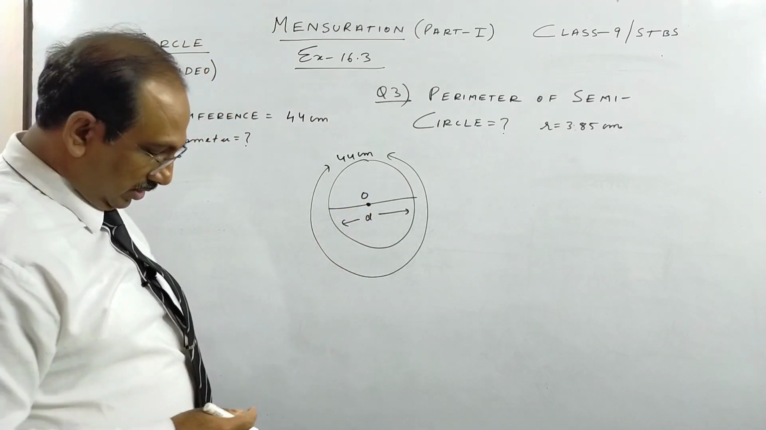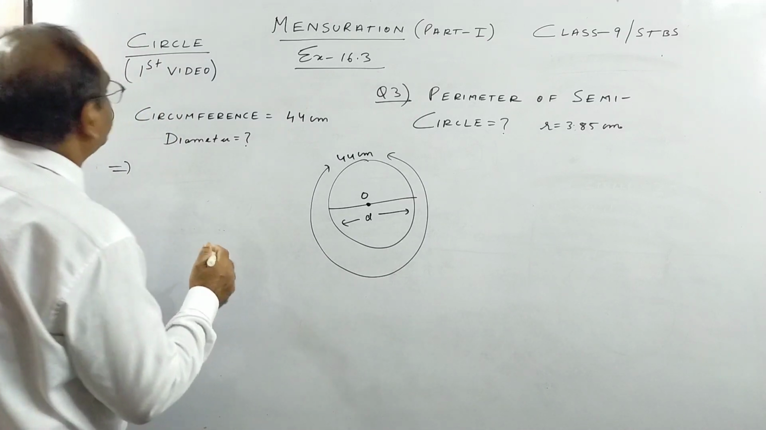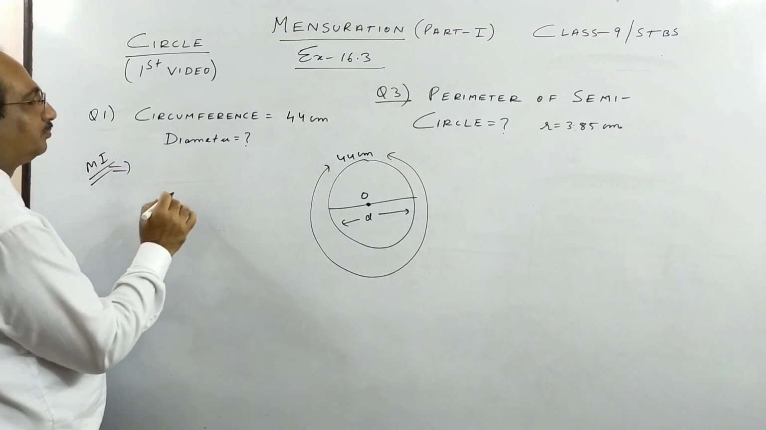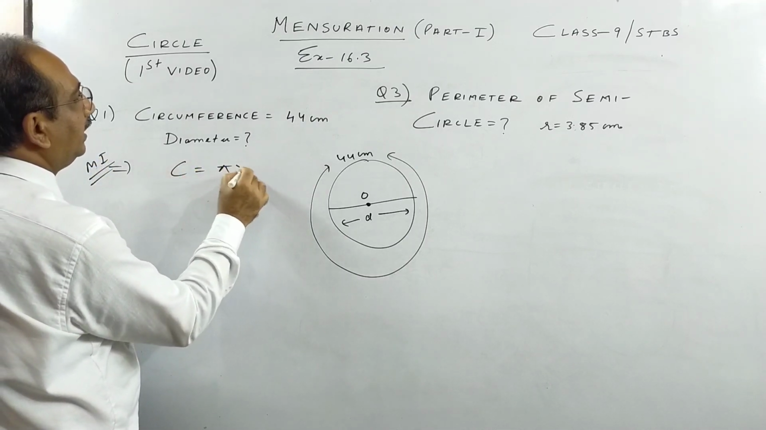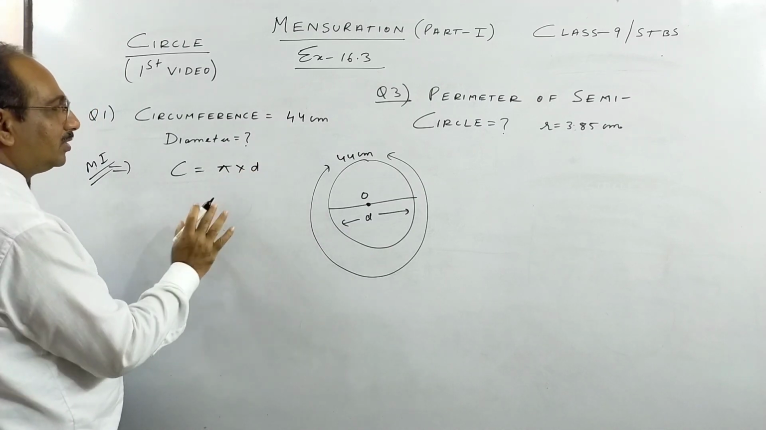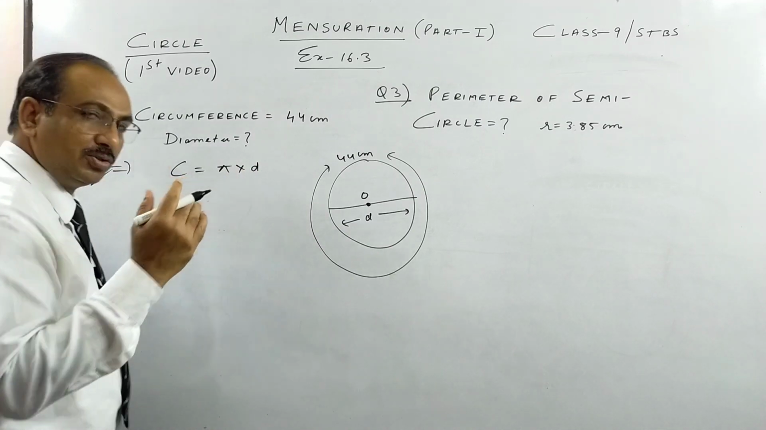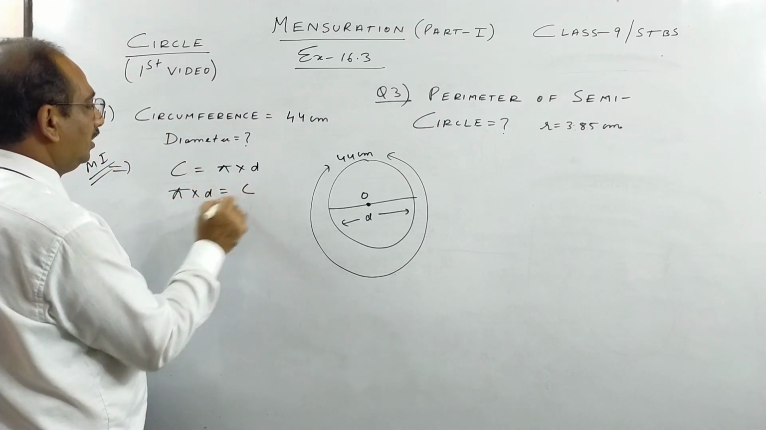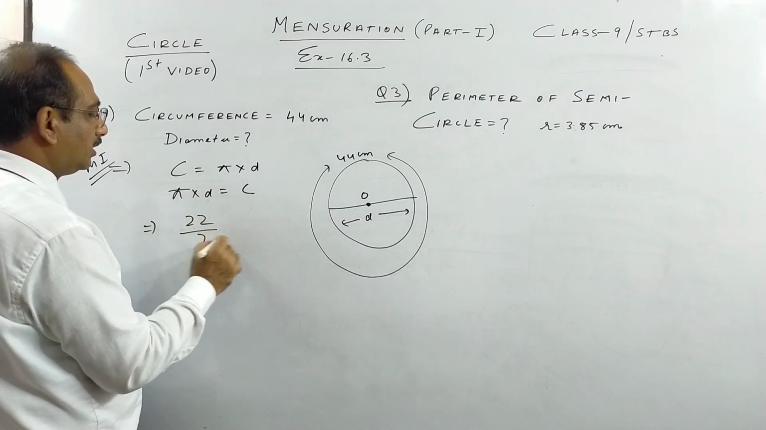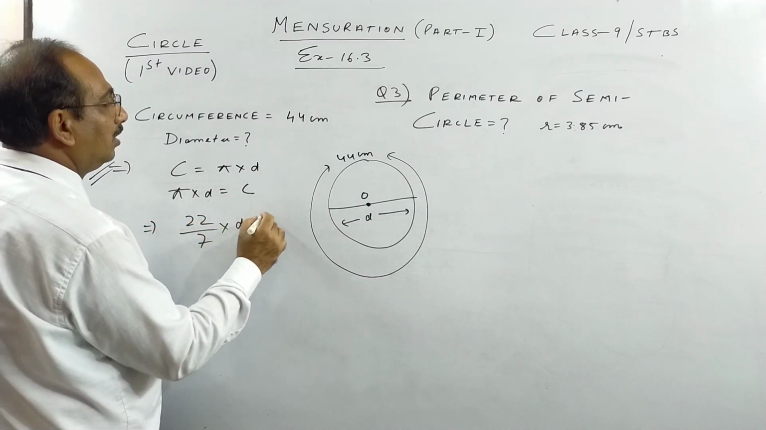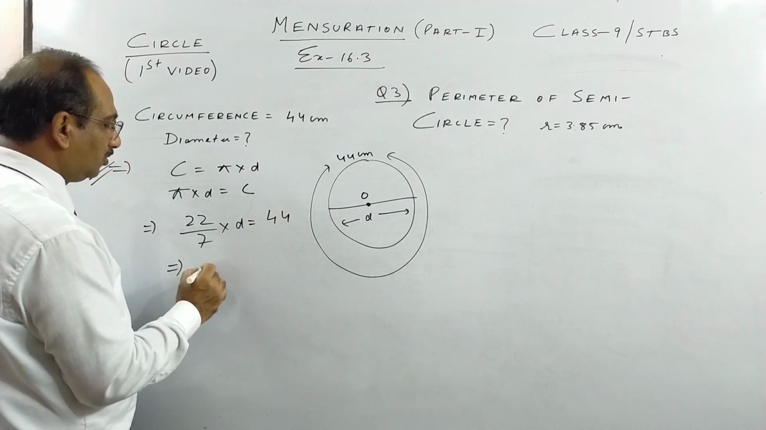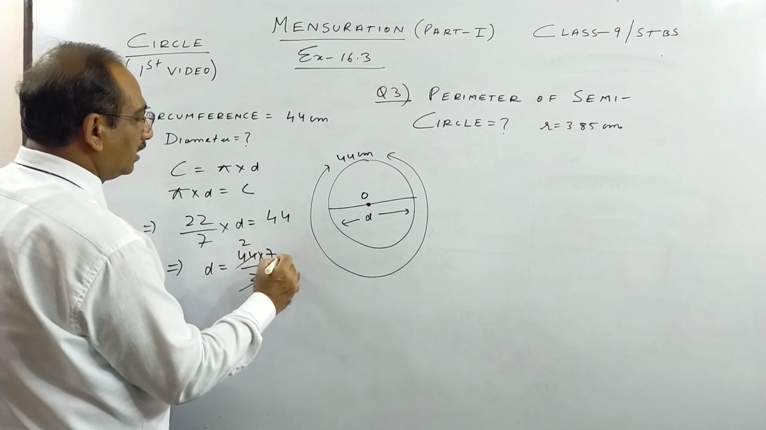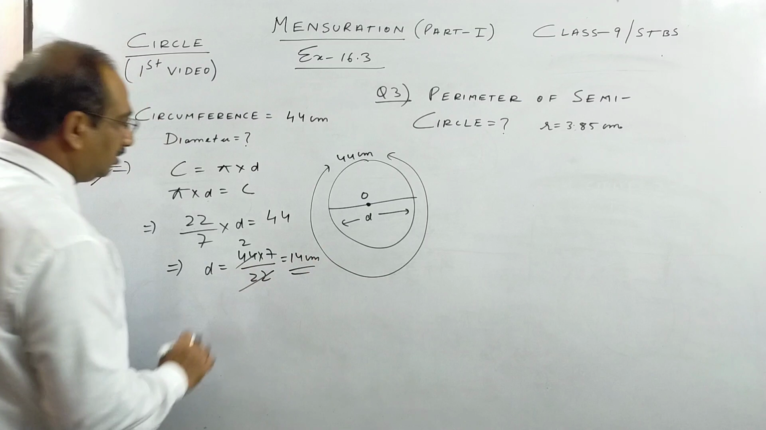Let the center be O. Always we represent the center of a circle with O. There are two methods, children. Method 1 is very easy. We know circumference is pi d, and it is 2 pi r also. I'll show you both methods. Pi d is C. Let us substitute pi, when nothing is mentioned, as 22 by 7, into d, and circumference is 44. So the diameter is 44 into 7 by 22, this will cancel 2 times, 14 centimeter. This was my method 1.